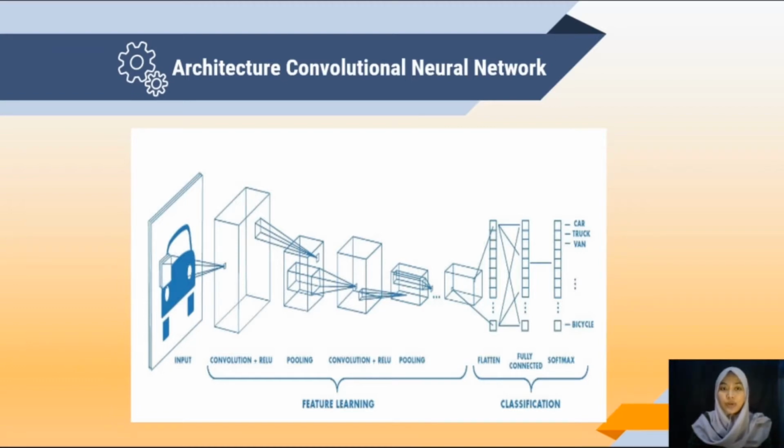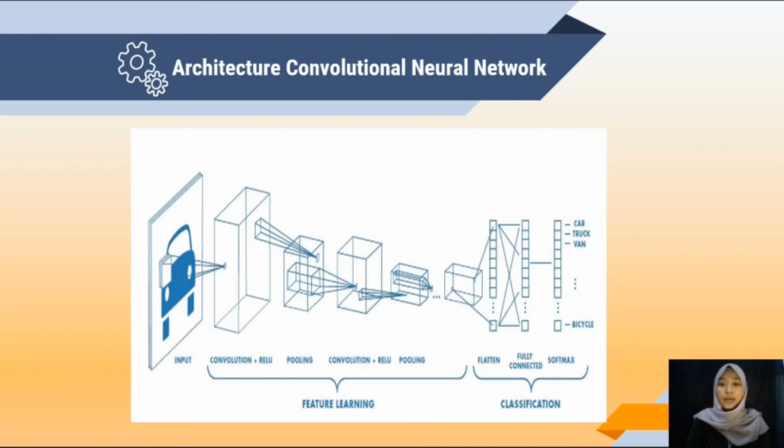Next, I want to explain about the architecture of CNN. CNN is composed of two major parts. There are feature learning and classification. The feature learning is divided into convolution, ReLU, and pooling. And the classification is divided into flatten, fully connected, and softmax.